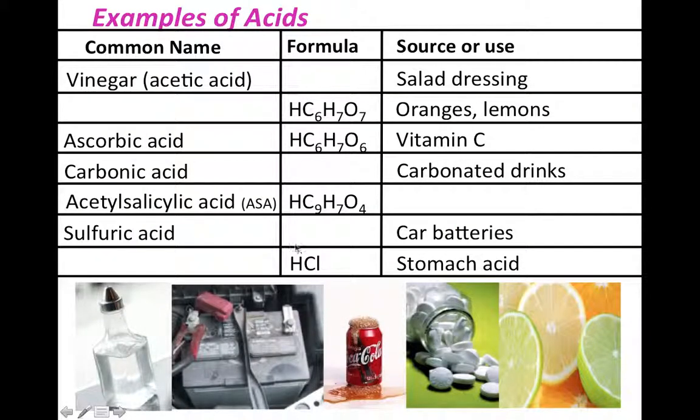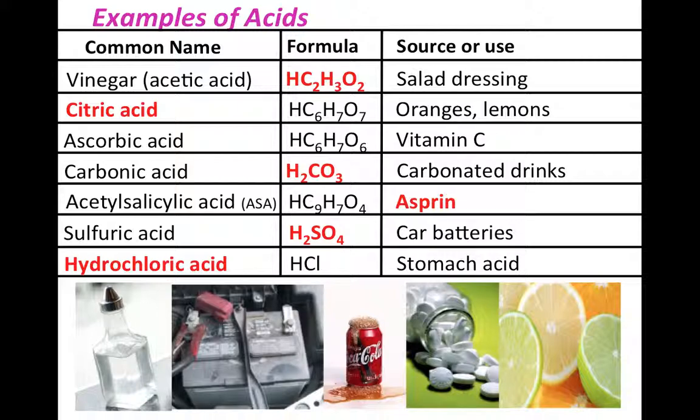So let's take a look at some examples of acids. Here is acetic acid, vinegar. Remember this name, we are going to use it in a lab where I'm going to call it acetic acid. You need to know that it's vinegar, and this is the formula for acetic acid. Citric acid is in oranges and lemons, ascorbic acid is vitamin C, carbonic acid is in carbonated drinks, H2CO3, acetylsalicylic acid is used as pain medication, aspirin, and sulfuric acid is used in car batteries. Hydrochloric acid is what your stomach makes to digest all of your food.